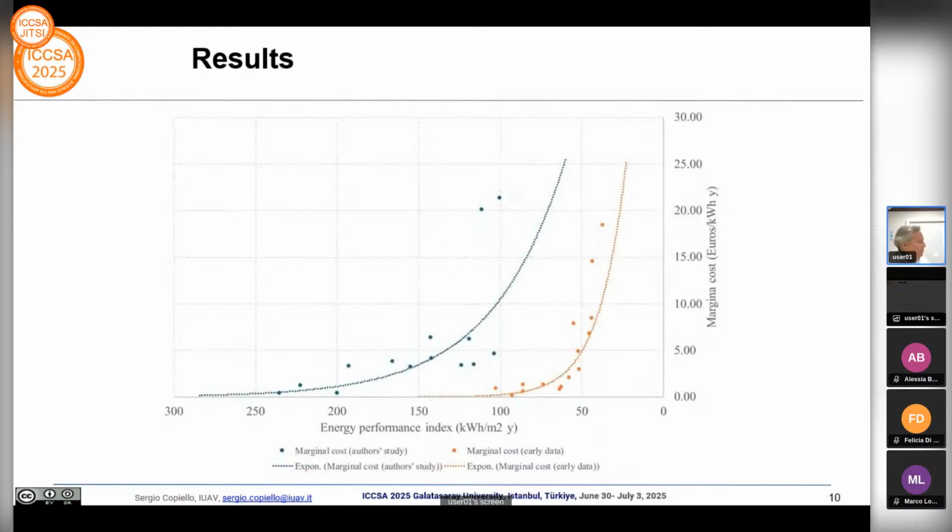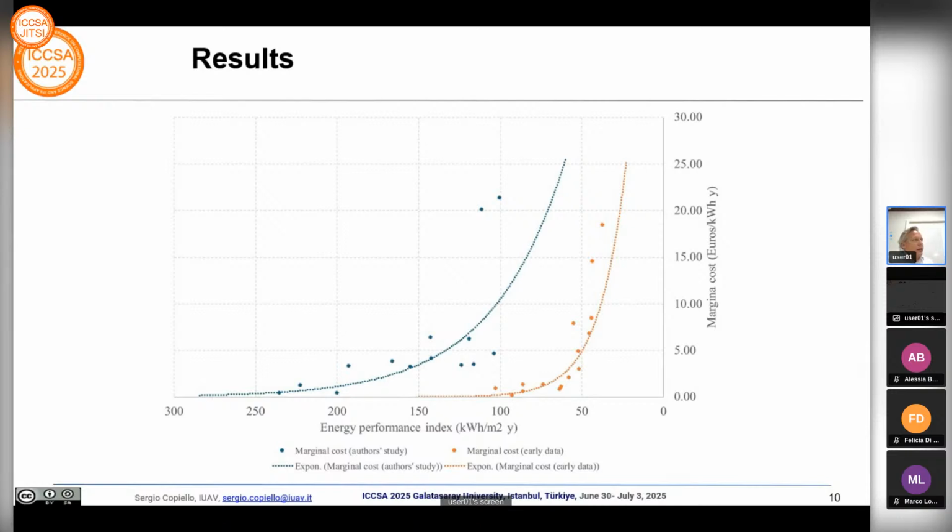Here is the diagram I was talking about earlier, and on the right side with the blue dots, you can see the data that was in the previous table. So our latest estimates about the marginal cost for these retrofit actions. You can see also the trend line, the fitting curve, which closely resembles the expected shape for the marginal cost curve. But in this diagram, you see also with the orange dots the previous estimates.